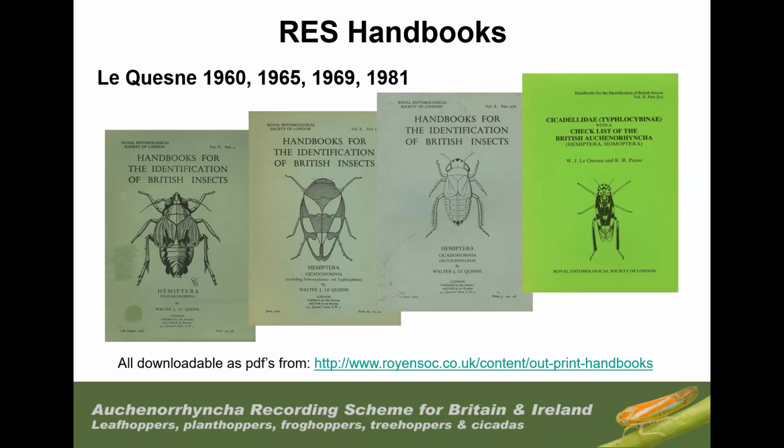Historically, these were the four Royal Entomological Society handbooks written by somebody called Walter Lecaine back in the 1960s through to 1981 in four separate handbooks. They're all out of print, so you possibly can find them on the second-hand market, but they are also all downloadable for free as PDFs from the Royal EntSoc website, and you can see the link at the bottom of the screen there. A lot of people, I think, have moved on from using these handbooks to other ones, which I'll show you in a second.